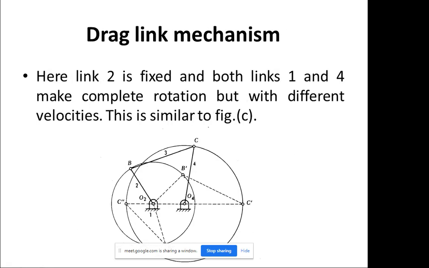Next you can see the next inversion. This is a drag link mechanism. Here, link 2 is fixed. In the normal 4-bar mechanism, if link 2 is fixed, that is the crank itself. If link 2 is fixed and both links 1 and 4 make a complete rotation but with different velocities, this becomes a drag link mechanism.